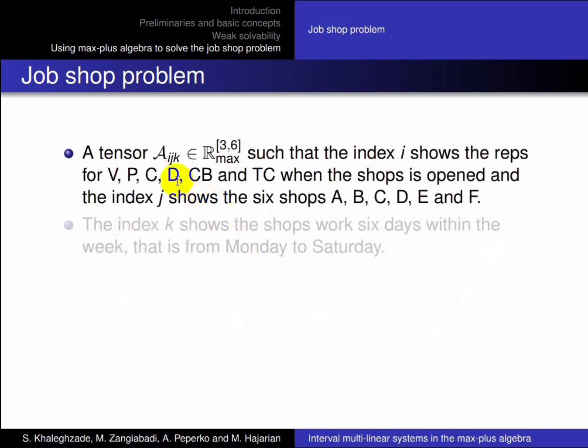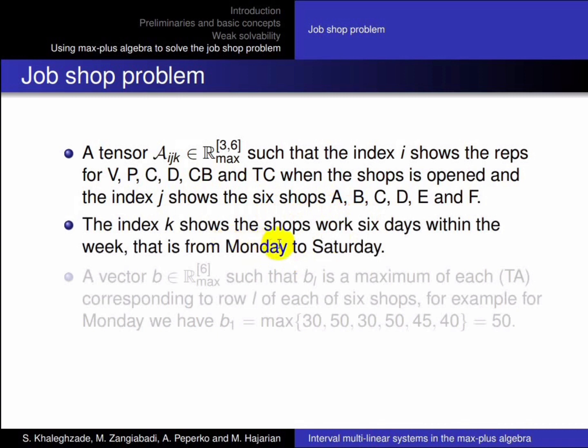Let A be a third-order, 6-dimensional tensor A(I, J, K), such that the index I shows the reps for V and TC when the shops are opened, the index J shows the 6 shops A to F, and the index K shows the 6 days within the week, that is from Monday to Saturday.